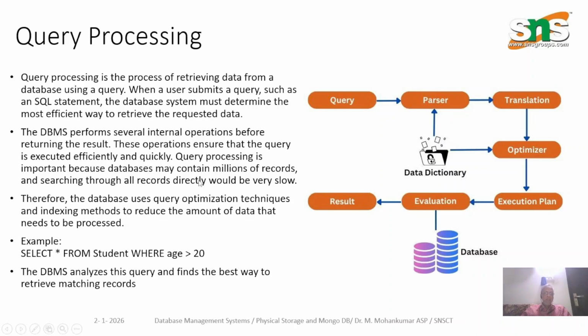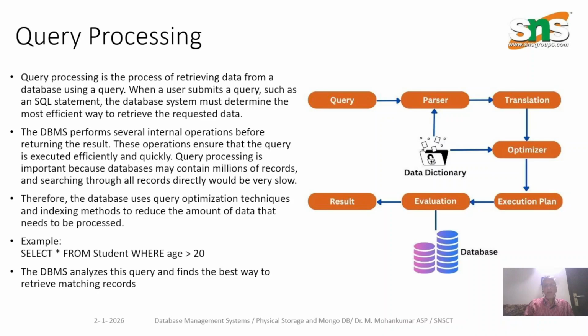Query processing is important because a database may contain millions of records and searching through all records directly would be very slow. Suppose we have millions of records; when we search for some particular information it takes a lot of time physically, but when we use query processing we get the information very fast. That's the reason we use query processing.